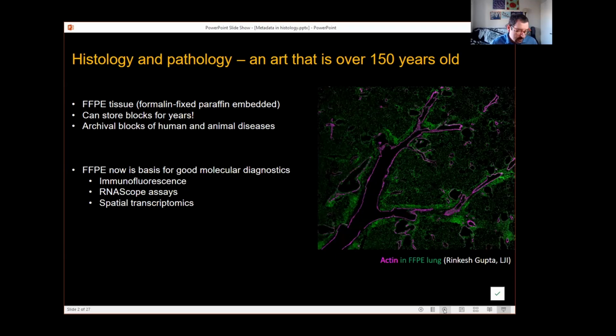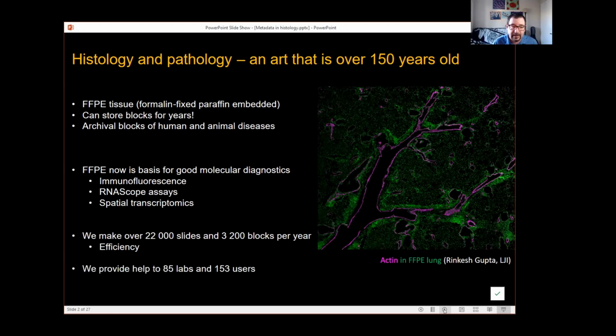And even a couple of years ago, you couldn't really do much with those formalin fixed paraffin embedded samples, but that changed quite a bit. Now you can do high-plex immunofluorescence, you can do spatial transcriptomics assay, and similar things. So we make a lot of slides and a lot of blocks, and efficiency is very important for us. We cannot really spend too much time on it. We provide help to a lot of labs and users, and our billing is really complicated.